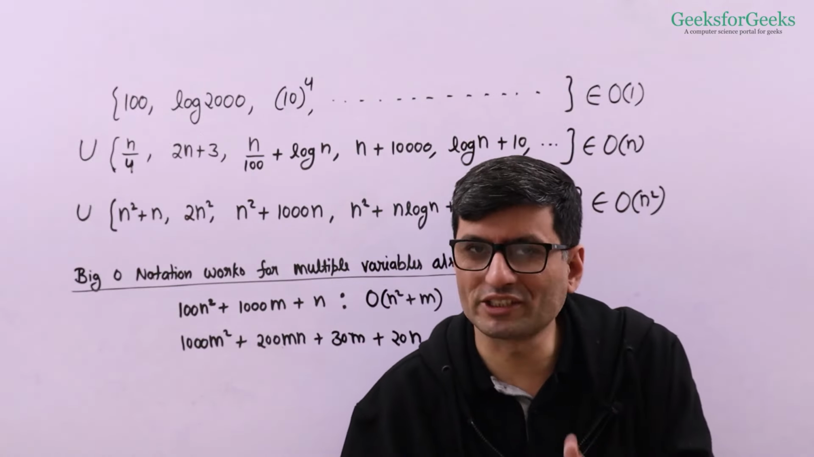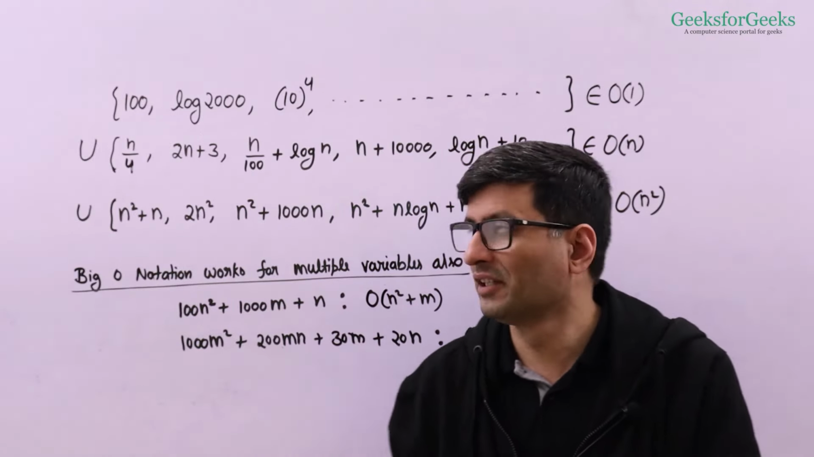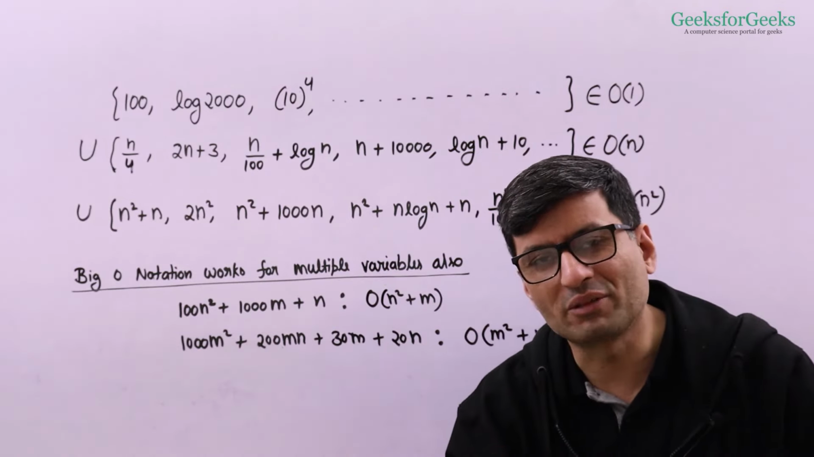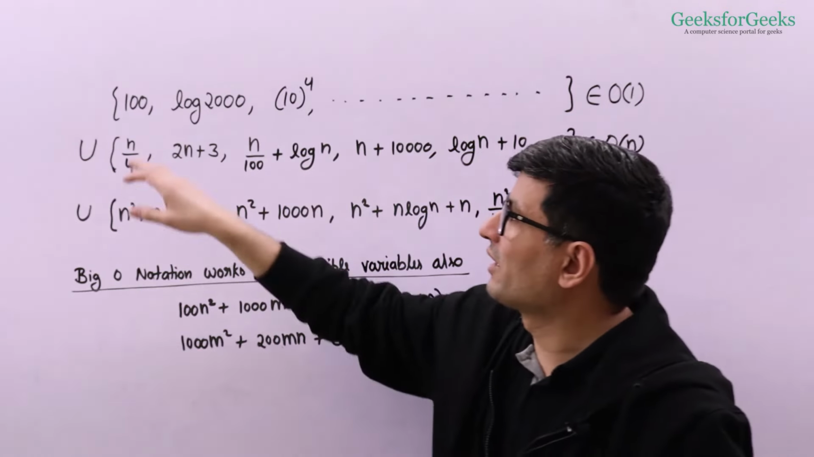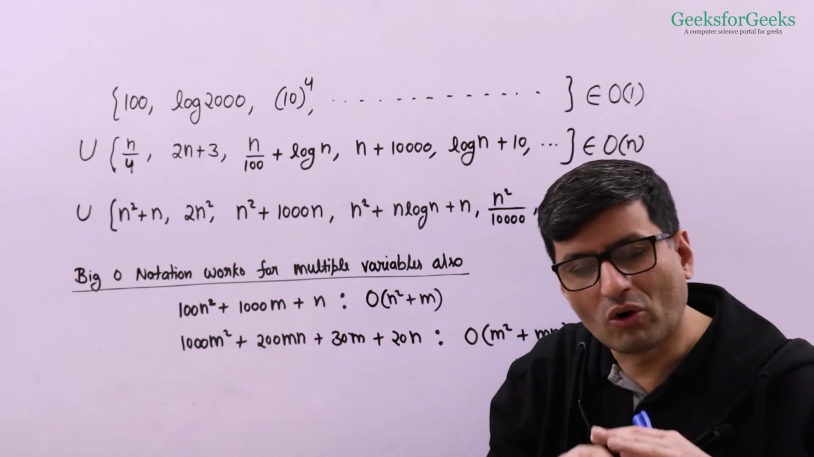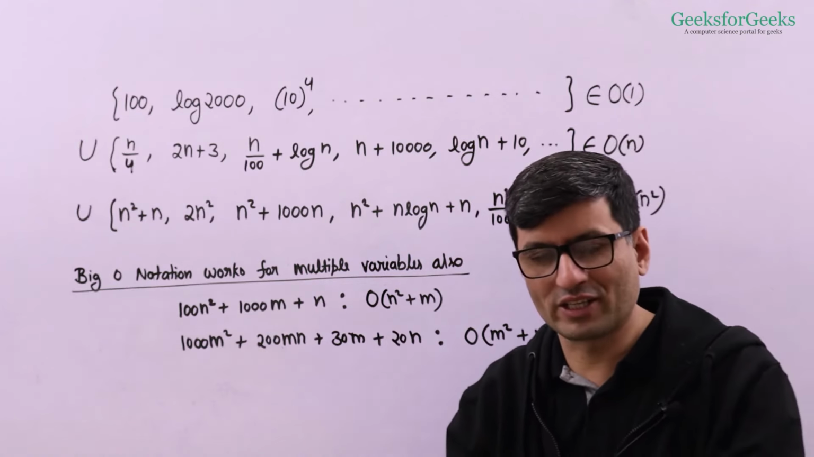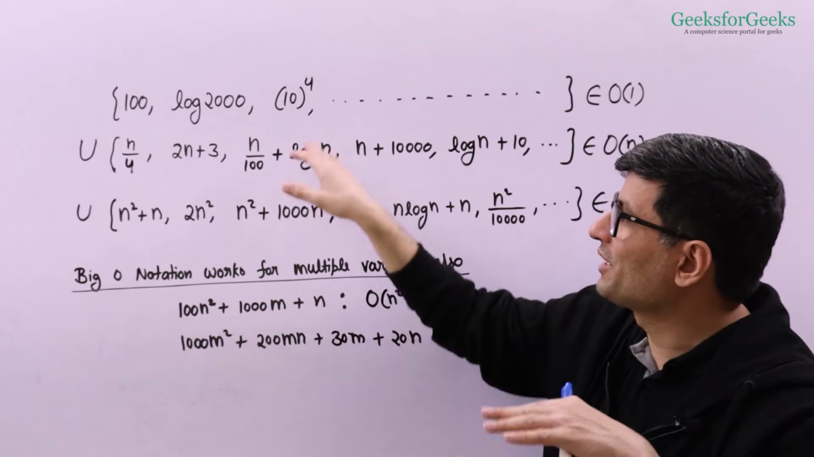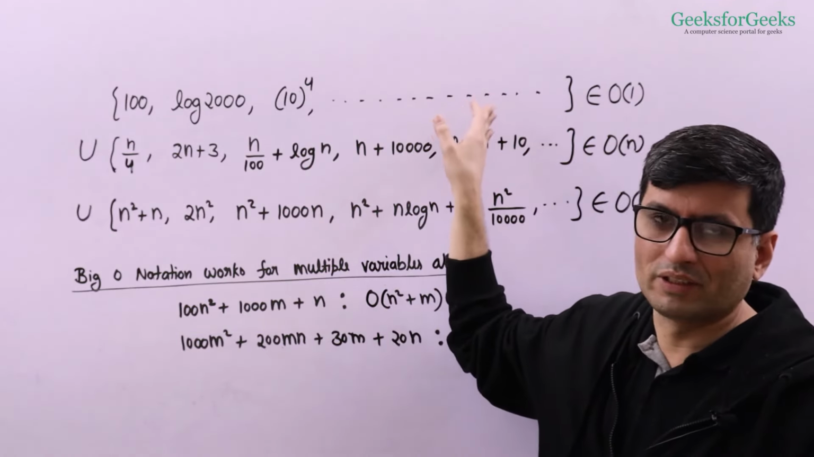Let's now see more examples of big O notation. So here I have written constant values. Any constant value can be written as big O of 1. For example, 100, log 2000, 10 to the power 4, 10 to the power 8, 10 to the power 10. All these are big O of 1. As long as the value is not dependent upon n, there is no n in the term, we can write these values as big O of 1.